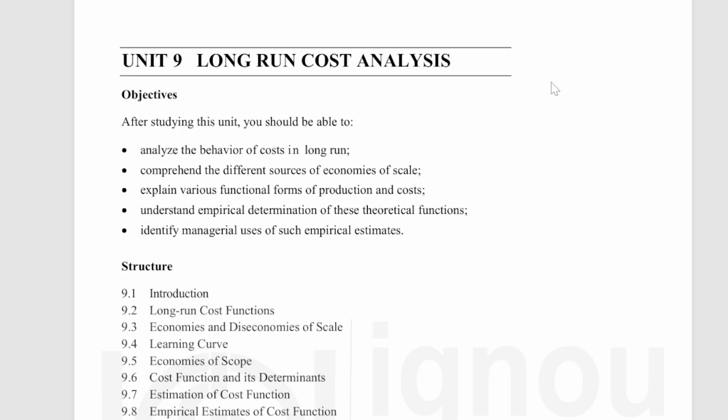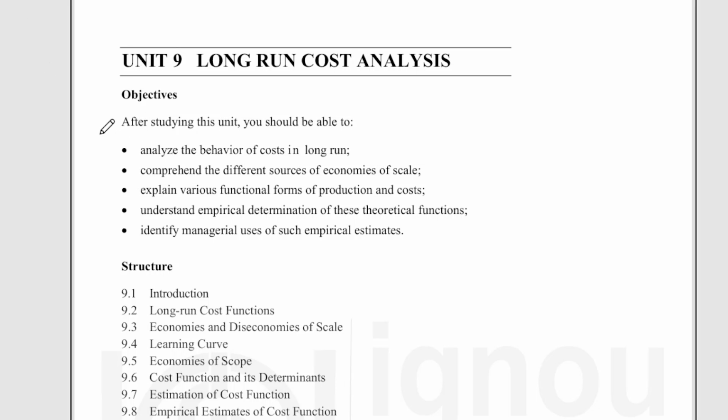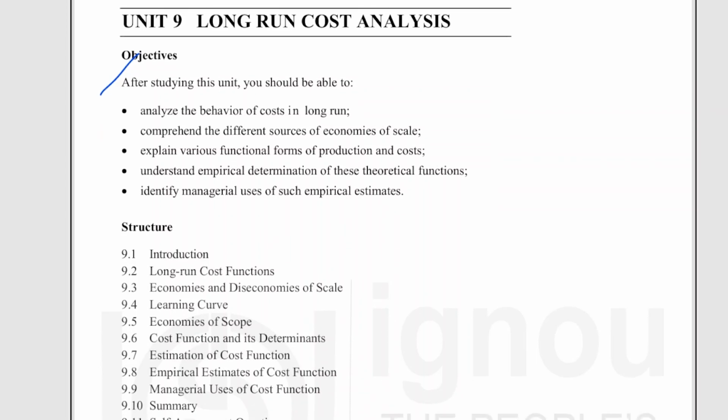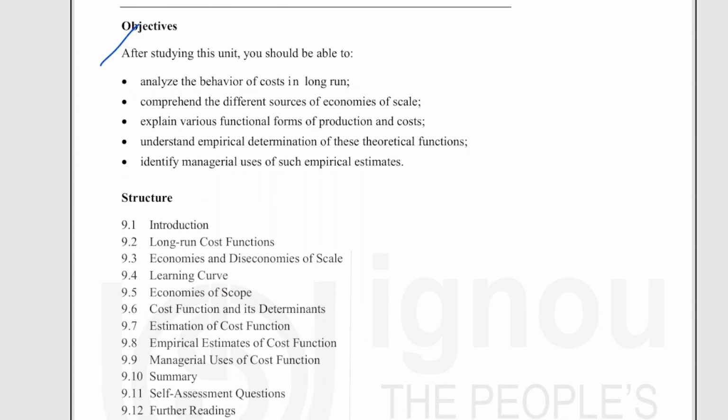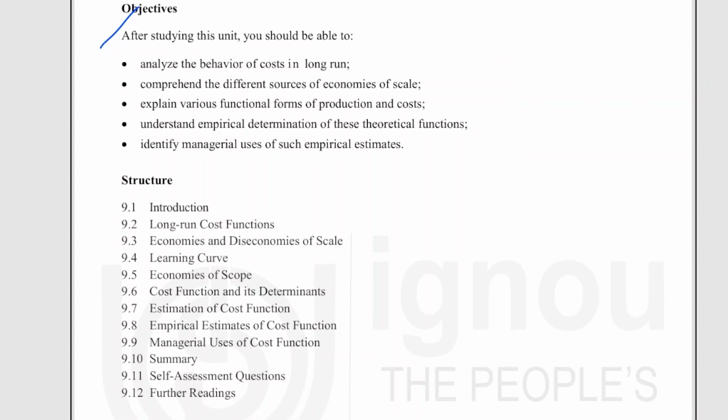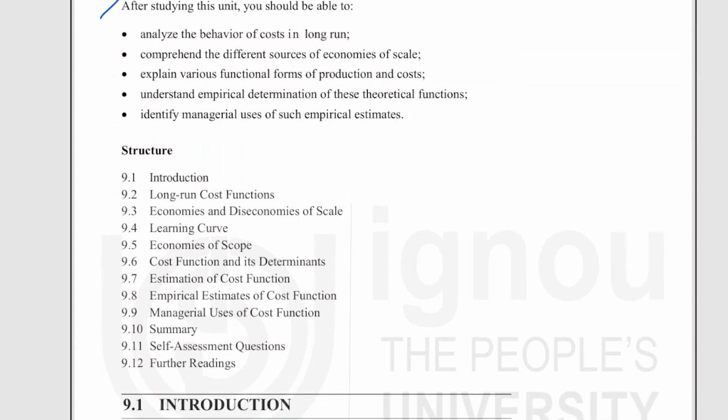In today's session, we will start with Unit 9, that is Long Run Cost Analysis. It's MMPC 010. The objectives of this chapter are to analyze the behavior of cost in the long run, comprehend the different sources of economies of scale, explain various functional forms of production and cost, understand empirical determination of these theoretical functions, and identify managerial uses of such empirical estimates.